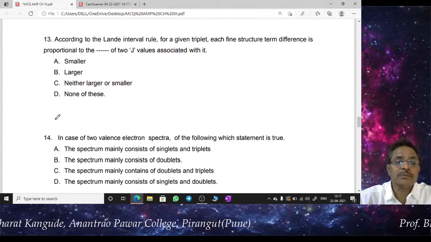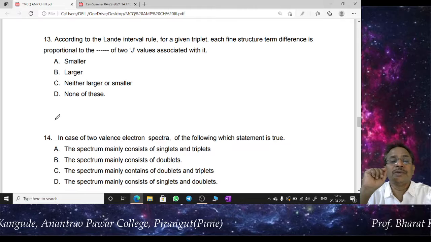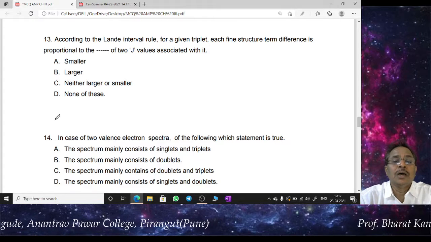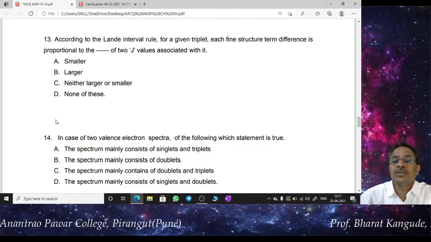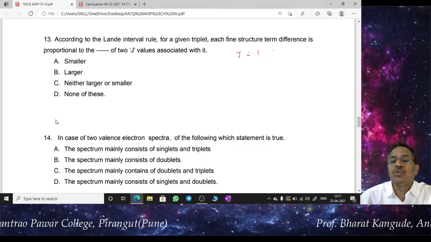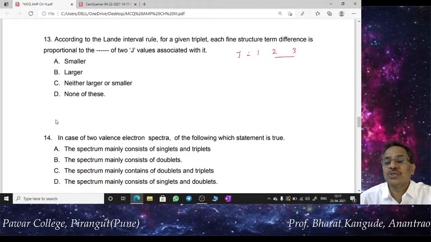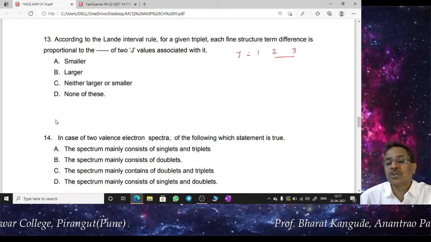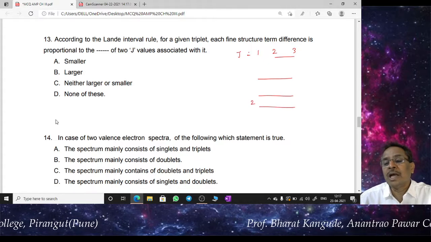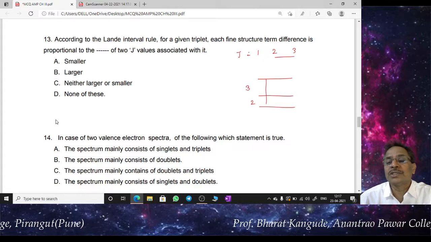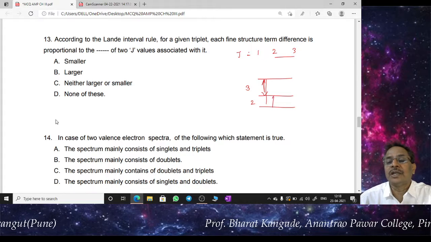Question number 13. According to the Lande interval rule, for a given triplet, each fine structure term difference is proportional to the dash dash of two J values associated with this. For example, I have J values equal to 1, 2 and 3. Now the difference here, these are the two values, largest values 2 and 3, and when we go for the actual separation of the triplet, this separation is shown to be proportional to 2 and this is going to be 3. So this is what the rule tells you. This separation is 3 and this separation is related to 2.